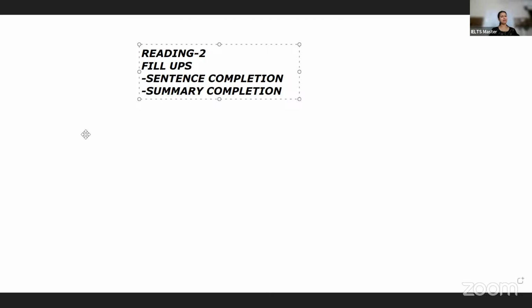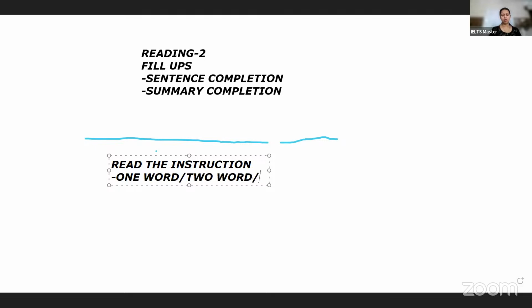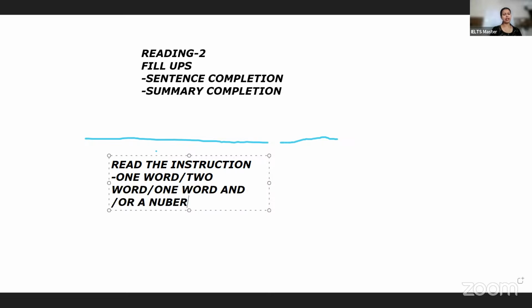In sentence completion type of questions, you will be given a statement and there will be a blank given. When you read the statement, the very first thing you should do is read the instruction. What do you mean by read the instruction? It means whether you need to write the answer in one word, two words, one word and or a number. Is that clear? This is called instruction.